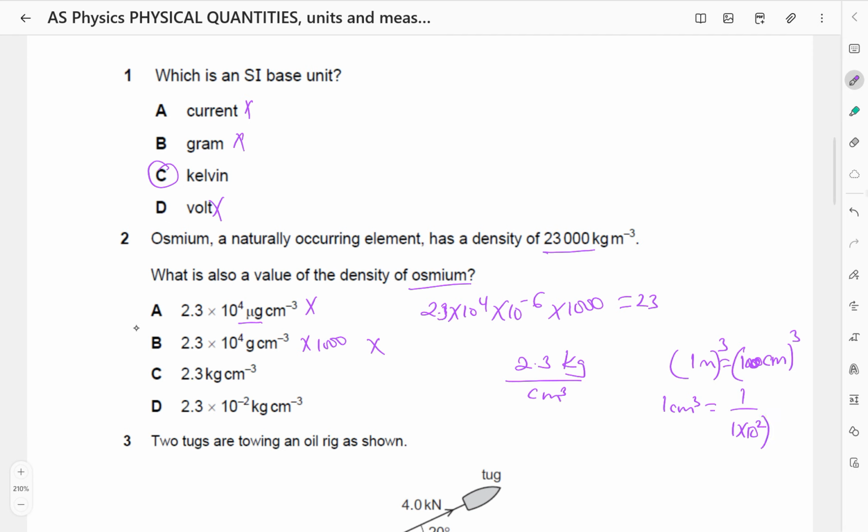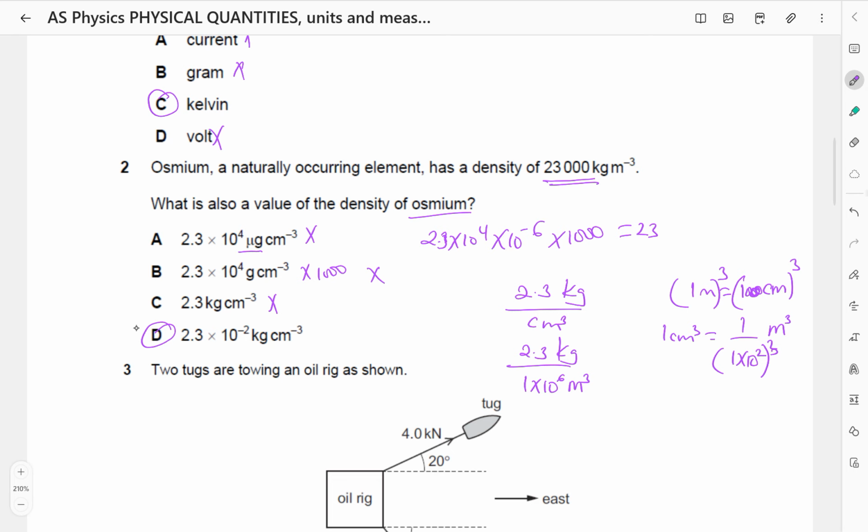Then this is cubed. This is in meters, so this is going to be in meters cubed. Where there is centimeter cubed, I will put 1 over 100 power 3, which is 1 over 1 million. So this will be 2.3 in kilograms divided by 1 times 10 power 6 in meters cubed. So you notice that when I divide this, I will not get this. So this is out. Automatically, it means our answer is going to be D.